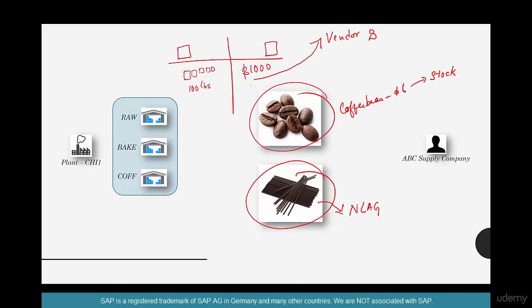Now, how about non-stock materials? Let's say we have ordered $1,000 worth of stirrers, right? The same vendor, and we don't store them as stock. Say we get 10,000 stirrers. Where are they? Well, they are there in the warehouse. Nobody's going to eat them. But where are they?